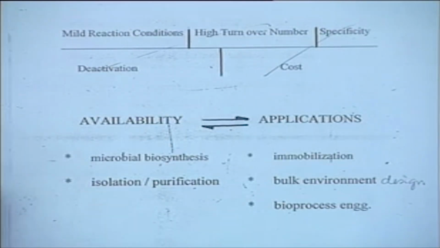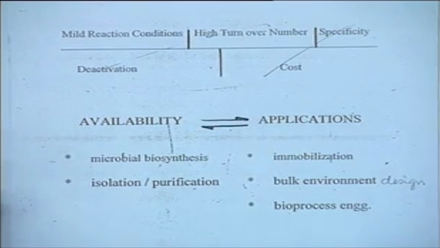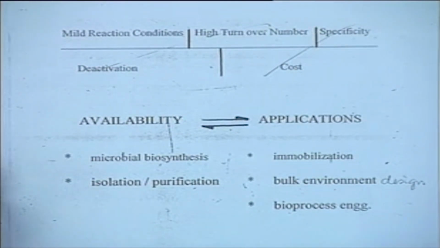The other factor is cost, which is again an undesirable feature. Obviously, that is a feature which probably applies to any commodity we want to use for industrial purposes. We will always like to choose a commodity which is less expensive and does the job.